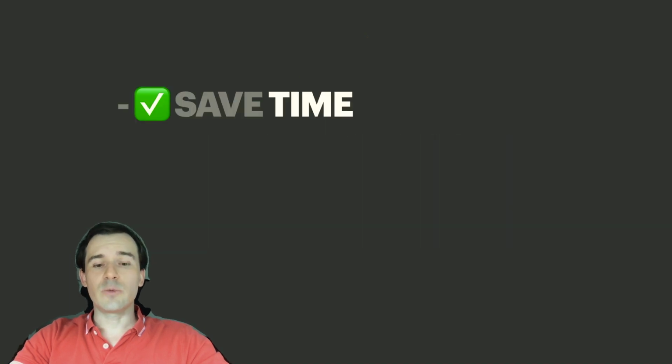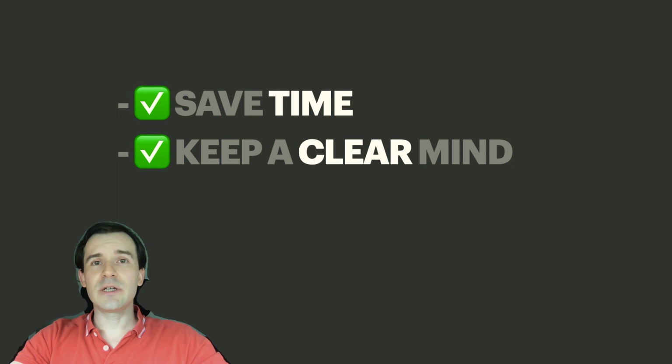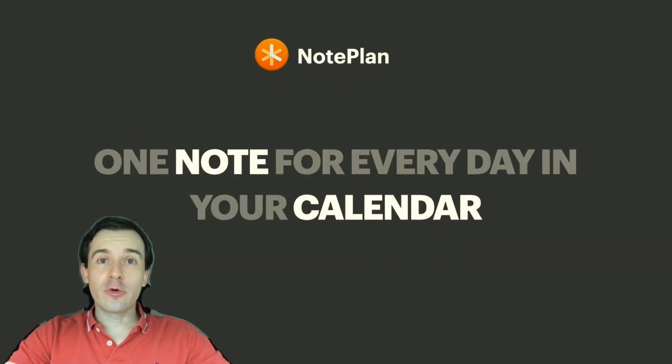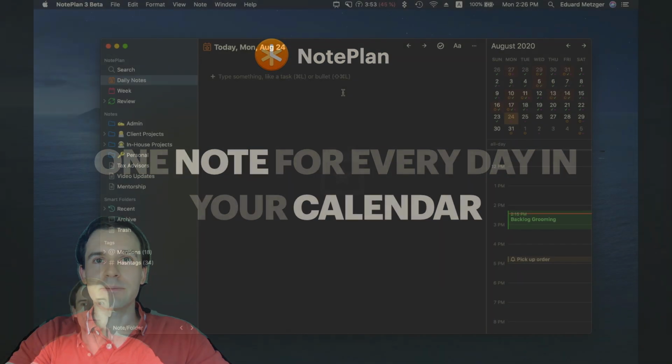And with a clean system, we can save time, we can keep a clear mind, be more focused, and get more done. And this is how NotePlan works. You have one note for every day in your calendar. Means you start every day from scratch, but you have your previous days as a reference. And this is how it looks like in practice.